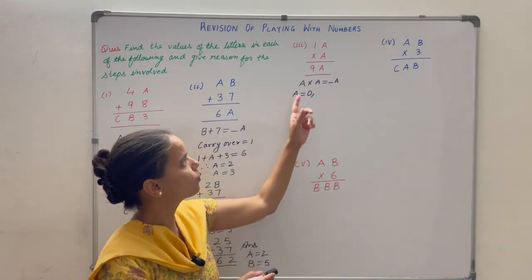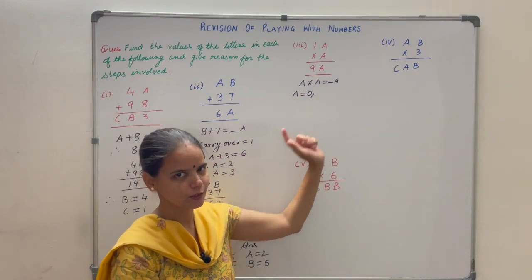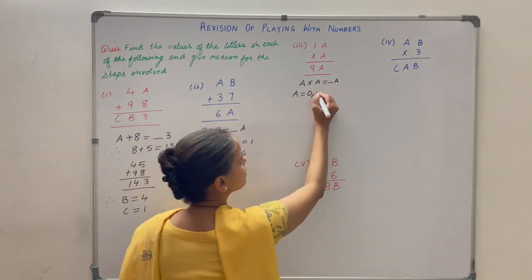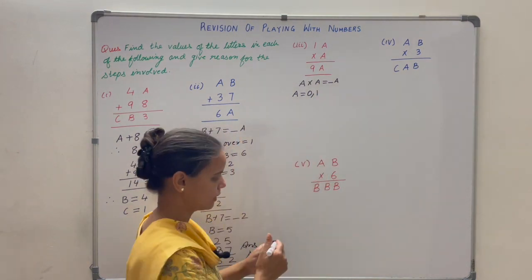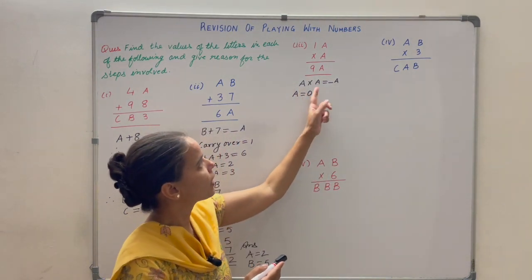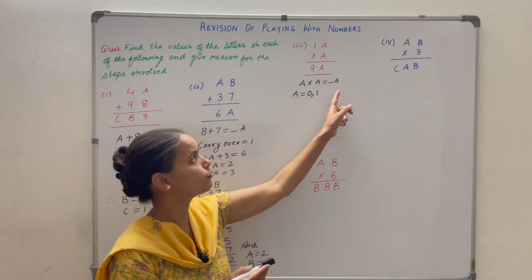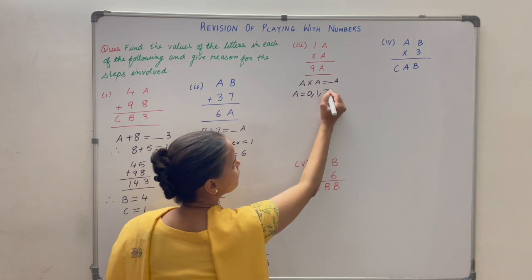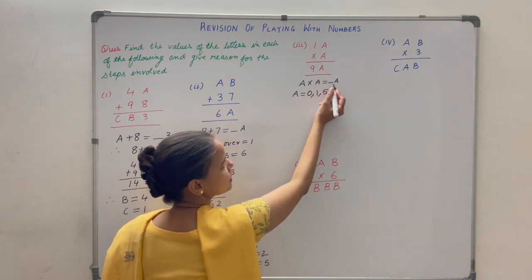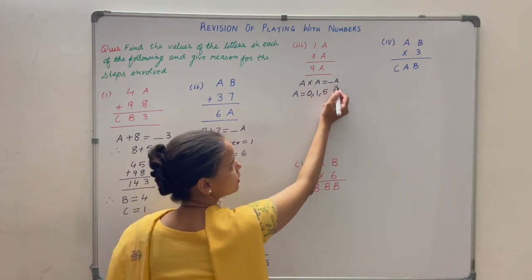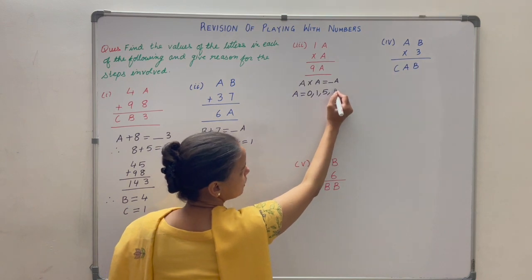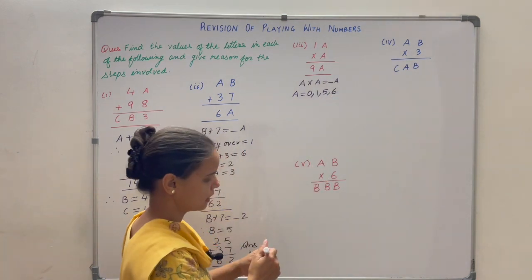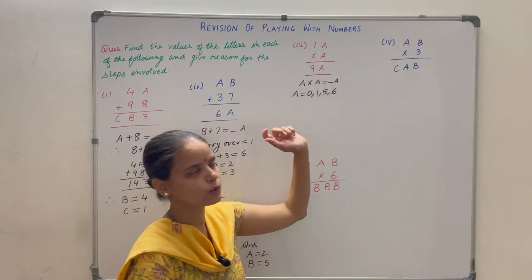When you multiply 1 into 1, you get 1 in the units place. So another possibility is 1. The next possibility is 5 into 5, you get 25, so 5 you get in the units place. So another possibility is 5. 6 into 6 gives you 36, so you get 6 in the units place. So another possibility is 6. Let us try out these possibilities one by one.